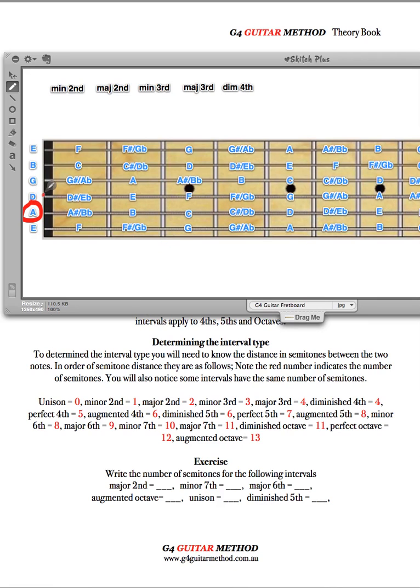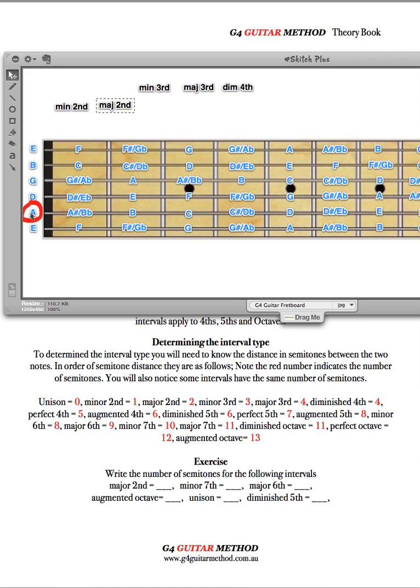We're going to work out some different types of intervals. Now if we know A to B is what we call a second, we worked that out already. What we want to do is have a look at the kinds of seconds there are. If you come down here, you can see there's a minor second and a major second. So we have 2 types of seconds, a minor second and a major second. The minor second is determined by 1 semitone. The red numbers along there are the semitones or the frets on the guitar.